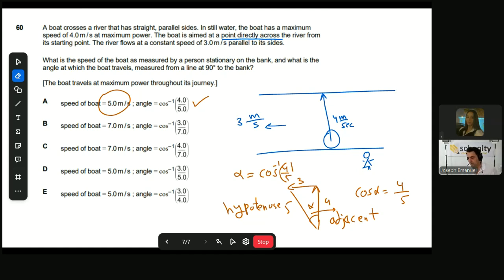So let's go to math. The math questions. We start with question number 53.